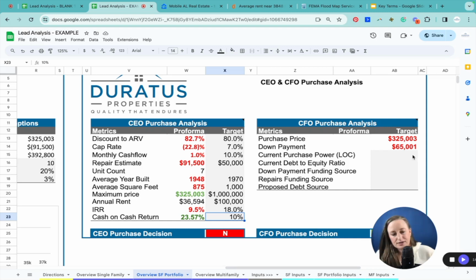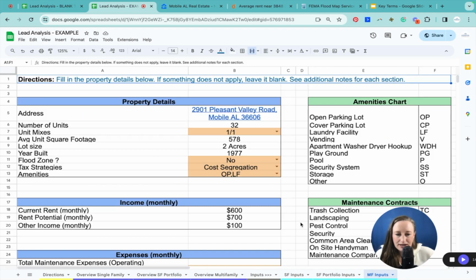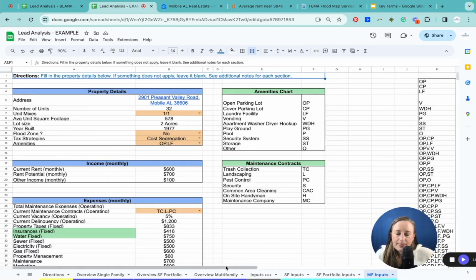And since it was a no for me, Aziz didn't need to bother asking himself whether this fit into our overall financial picture. Okay, that is a portfolio deal. Now let's take a quick look at a multifamily deal. So this is what the multifamily inputs page looks like. A little bit more involved than the other two, but still not too complicated, I don't think.